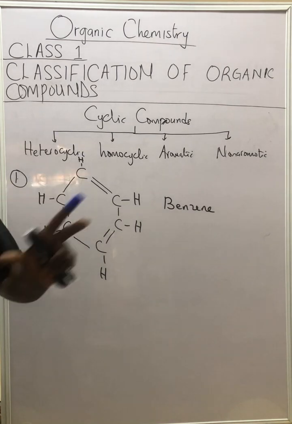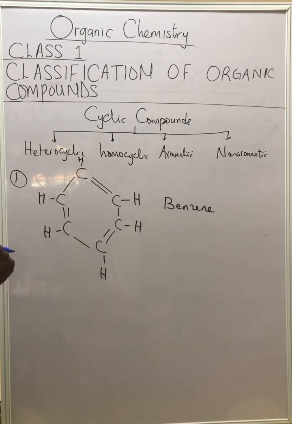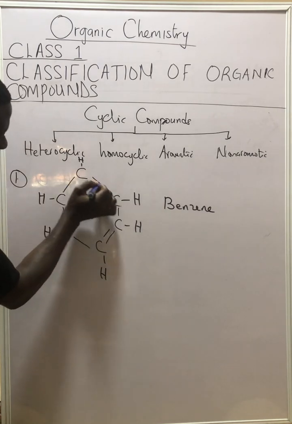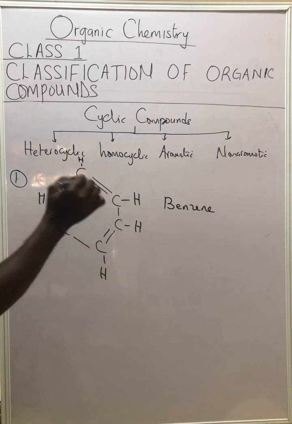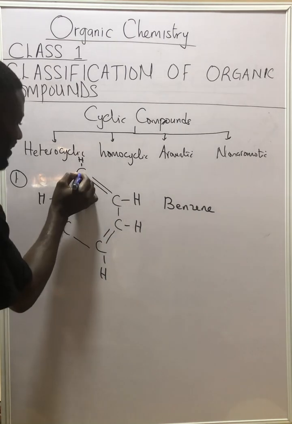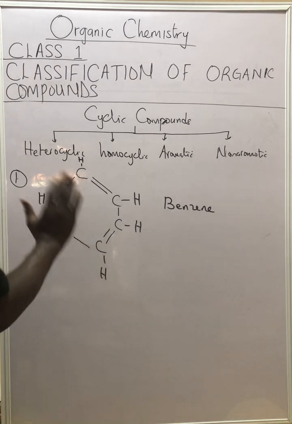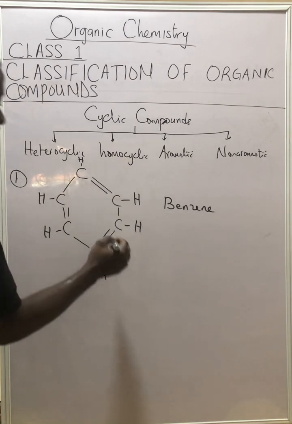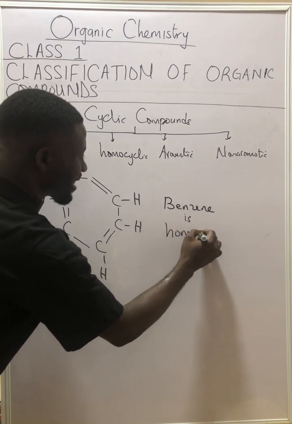And benzene is aromatic. You may not know why it is aromatic. In other videos, I will show you. But it is aromatic. All right. Now, this is a ring. Along this ring, there is no other element except carbon. That is telling us that this compound is homocyclic. Benzene is homocyclic.